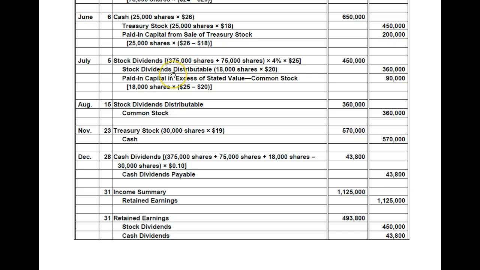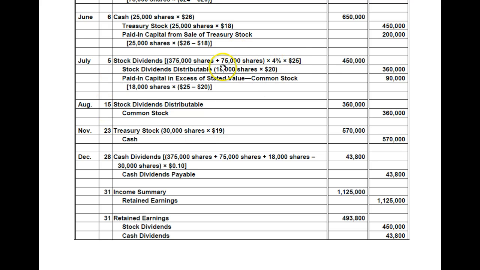So the stock dividends are worth $450,000. The distributable stock dividends, and we're taking that back to par, is 18,000 shares times 20. So that's $360,000. And then the paid-in capital in excess of par is the 18,000 shares times the difference between the 25 and the 20, which is $90,000.